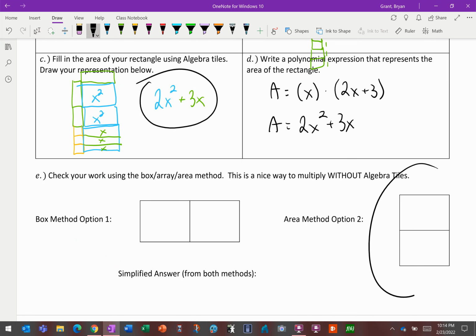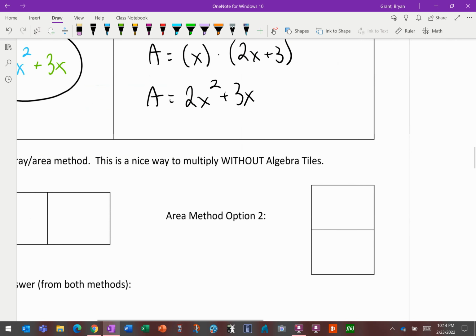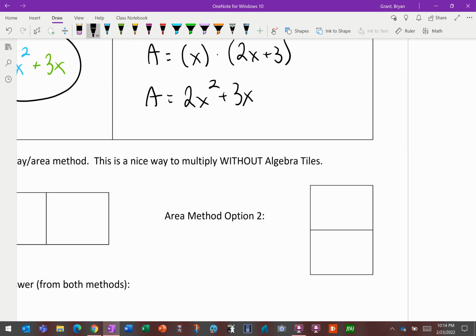I'm going to actually show the way on the right first, and then we'll work back to the box method option 1. So on the right here, what you would do is you would draw a rectangle, and you'd split it into 2 parts. Why 2 parts? Well, because the top was x, and then the height was 2x with a positive 3.